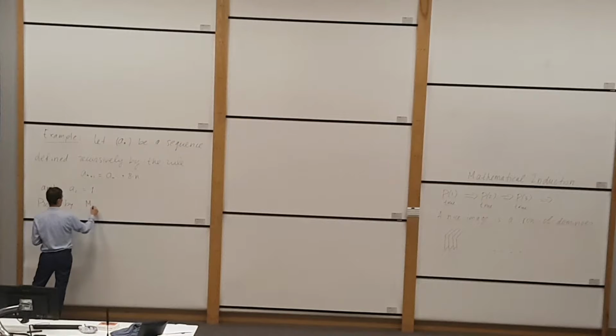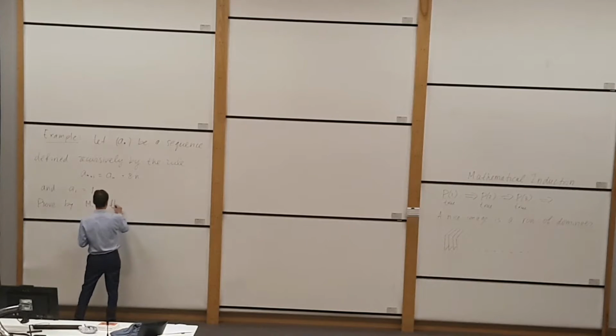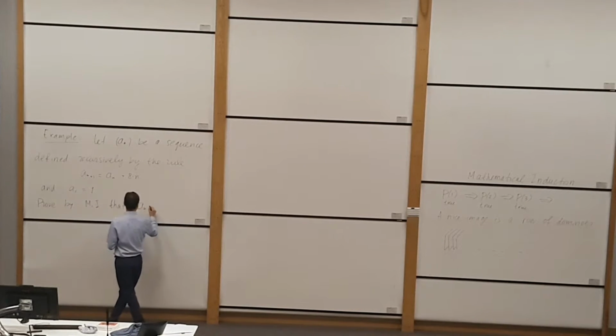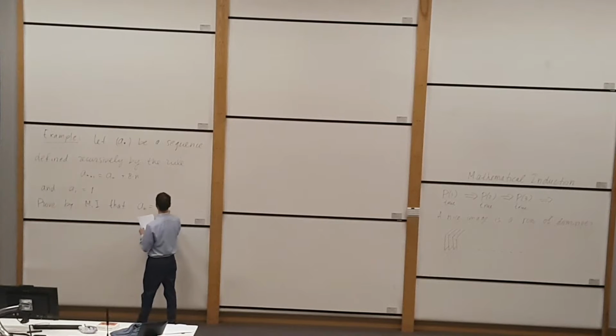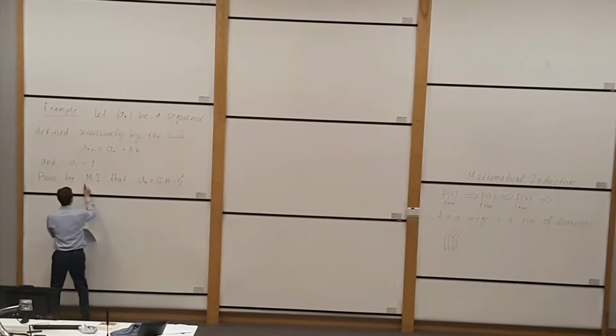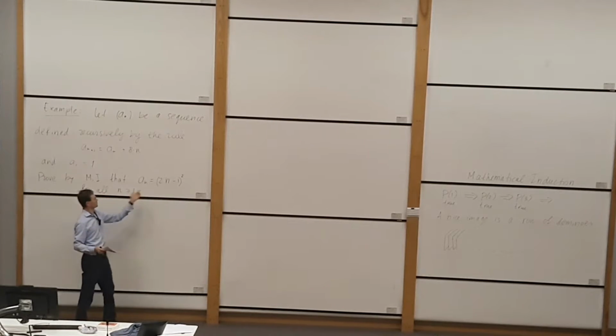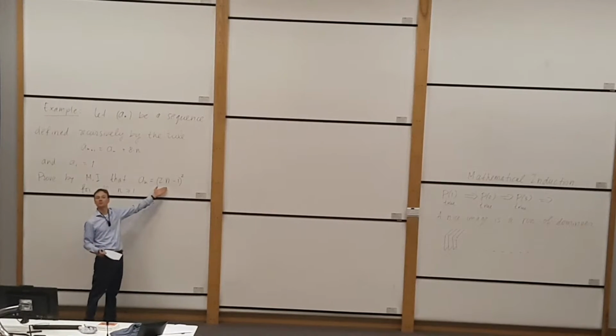by mathematical induction, so we'll shorten this to MI, that a sub n, the nth term in this sequence, is given by (2n minus 1) squared for all n greater or equal than 1. So we're supposed to prove that actually this recursively defined sequence can be also defined through this explicit formula for the nth term.